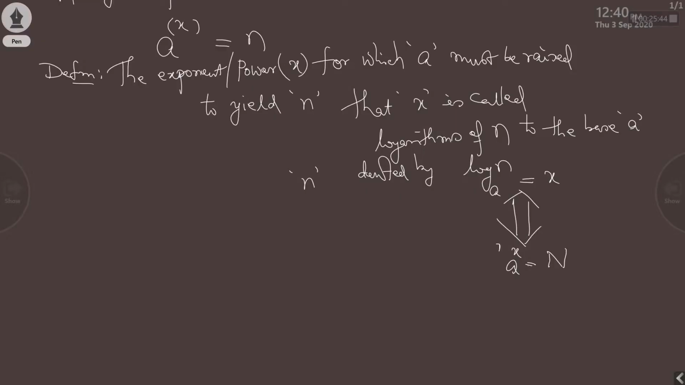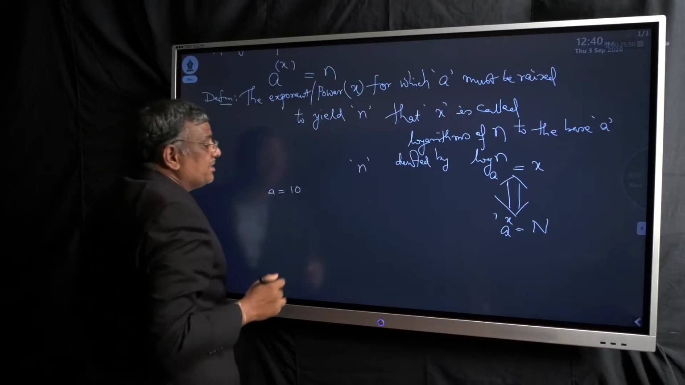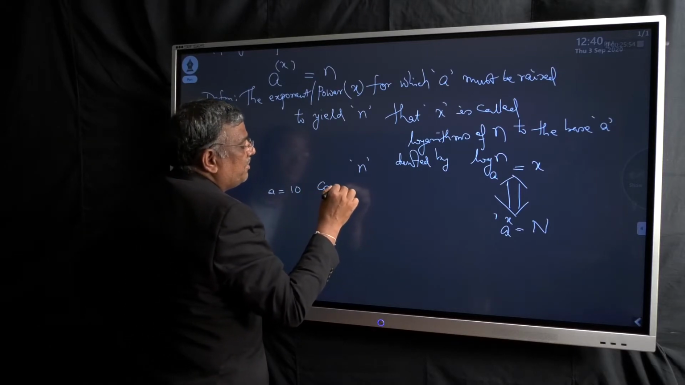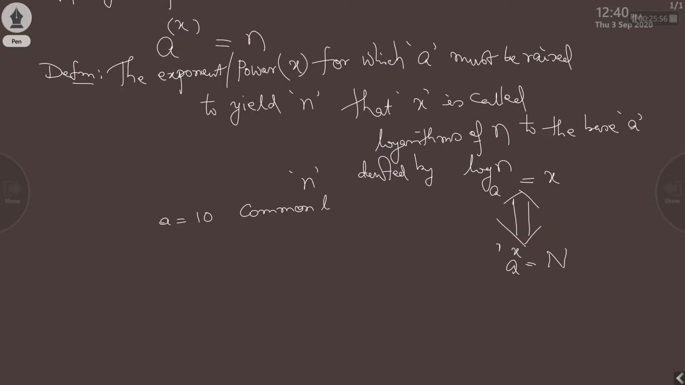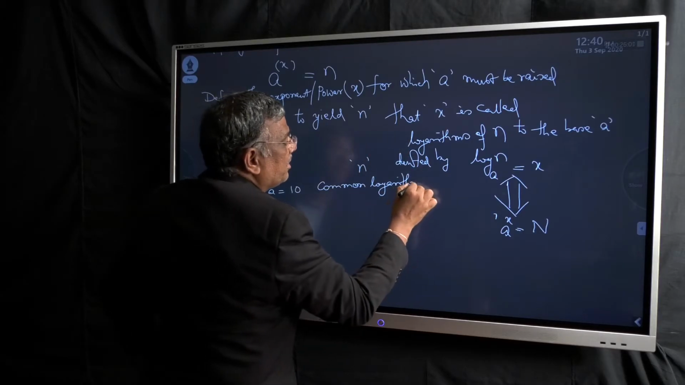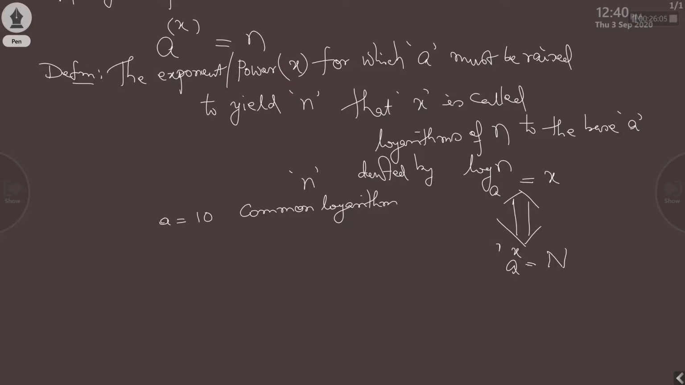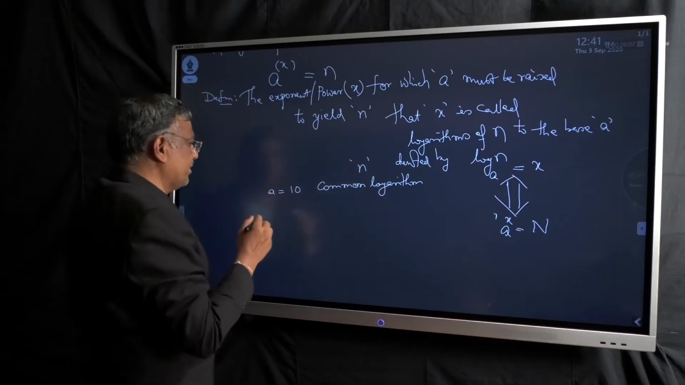If the base is equal to 10, then its corresponding logarithm is called the common logarithm. If a is equal to 10, it is called the common logarithm.